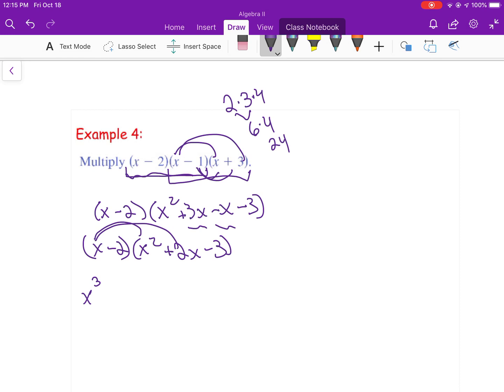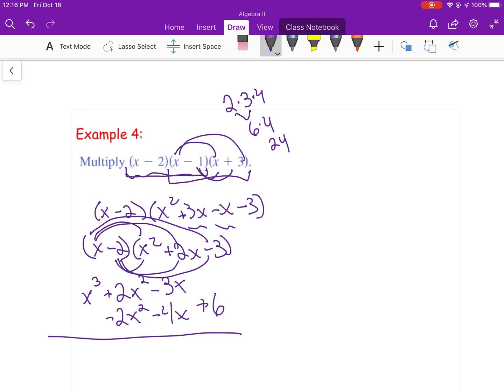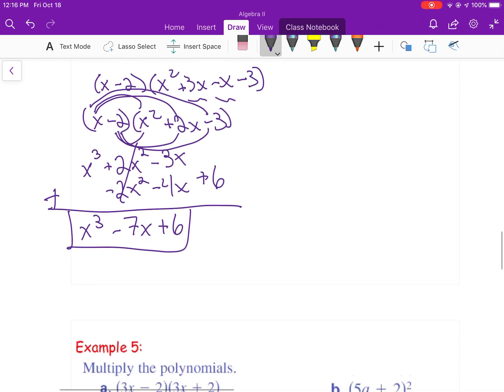X to the third, 2x squared, minus 3x, minus 2x squared, minus 4x, plus 6. Again, I'll add those columns. I got x to the third minus 7x plus 6. And there is multiplying 3 different polynomials instead of just 2.